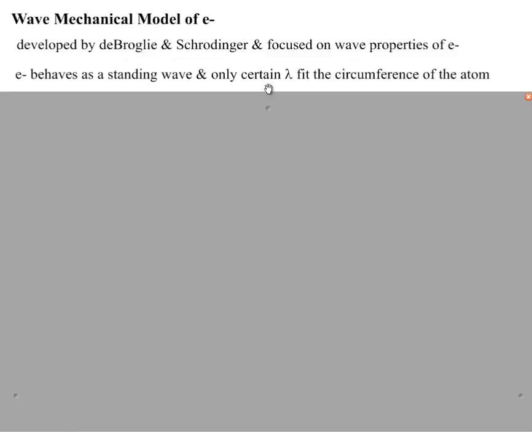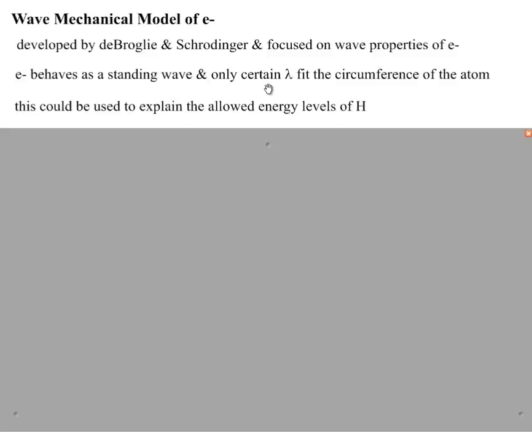They said the electron behaves as a standing wave, and only certain wavelengths fit within the circumference of the atom. So you've got a particular circumference of a circle. You can only make a certain number of standing waves fit there if the wavelength has to be a certain length. And so, depending on the type of standing wave generated, this could be used to help explain the allowed energy levels of the hydrogen, because only certain wavelengths can be allowed in the circumference, only certain energies could be allowed for the electron in its particular energy levels.